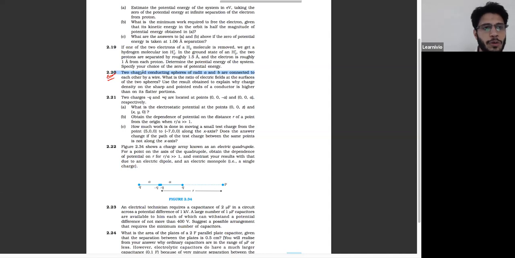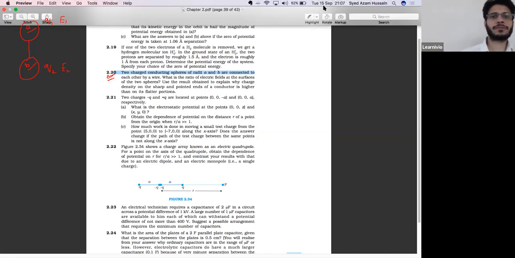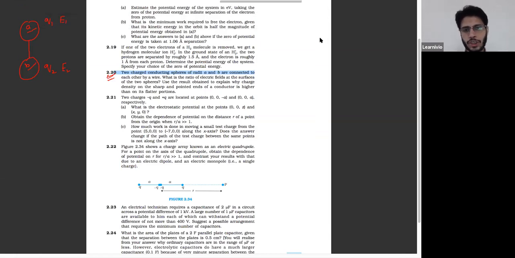See, this is 2.20. It says two charged conducting spheres of radii A and B are connected to each other by a wire. So you have two spheres, a sphere of radius A and a sphere of radius B. Some charge over the surface of this sphere, some charge over the surface of the second sphere. Some electric field on the surface of the first sphere and electric field on the surface of the second sphere. If I connect both the spheres by a straight wire, which quantity would be same for both the spheres? Charge, potential or capacitance? It's an open question for all.